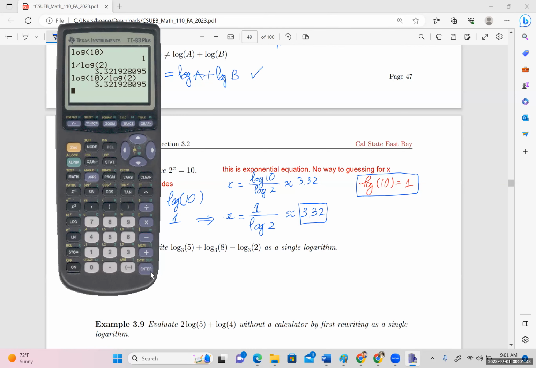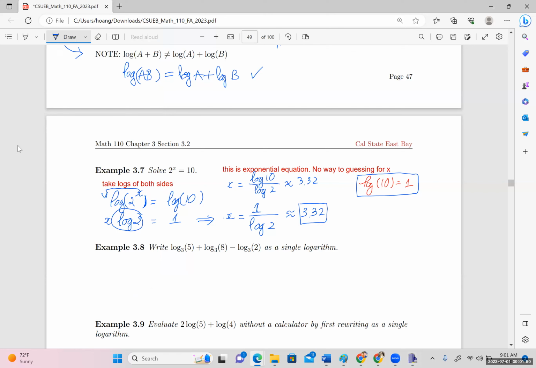Okay. And maybe in this case, I should say exponent property.